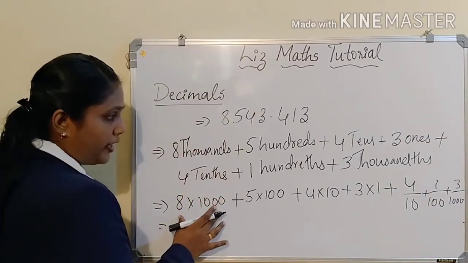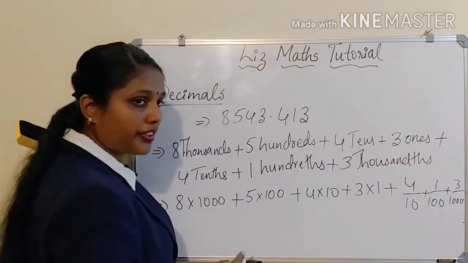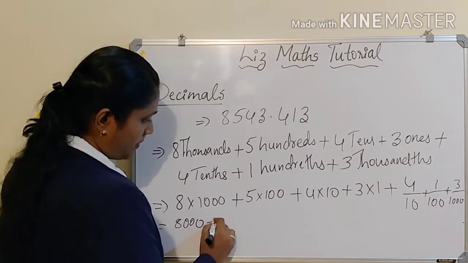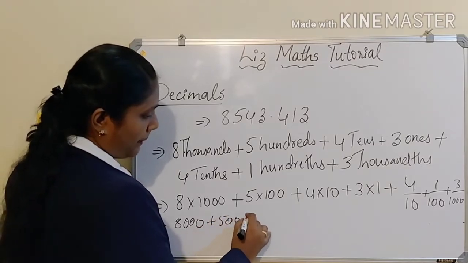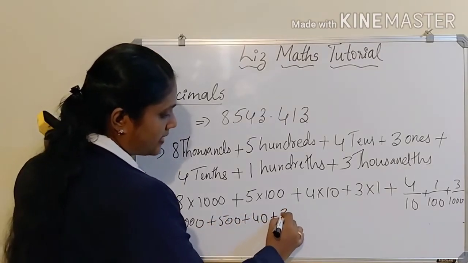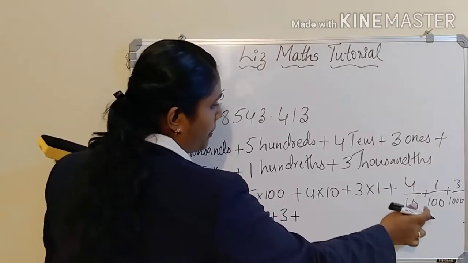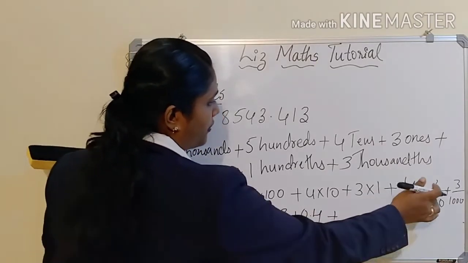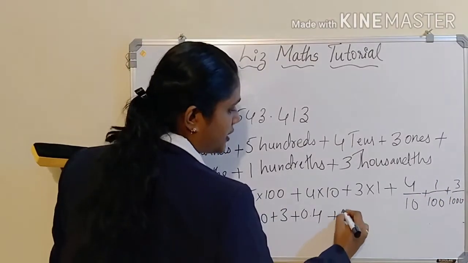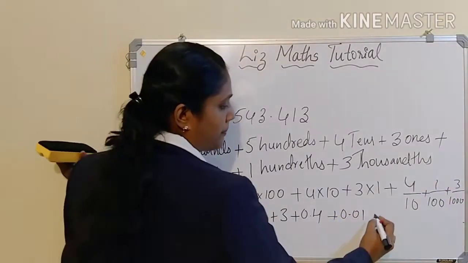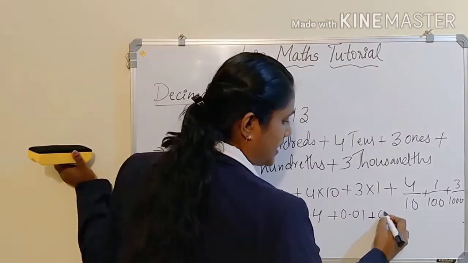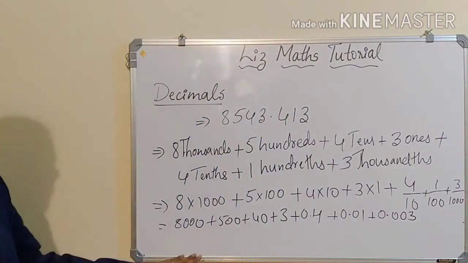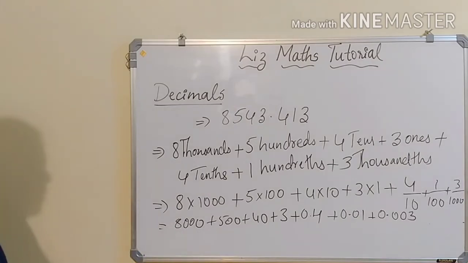Where you have to multiply, you have to multiply. Where you have to divide, you have to divide. Got it? 8000 plus 500 plus 40 plus 3 plus 4 by 10 is 0.4. Next, 1 divided by 100 is 0.01, plus 3 divided by 1000 is 0.003. Now go for adding all this together.